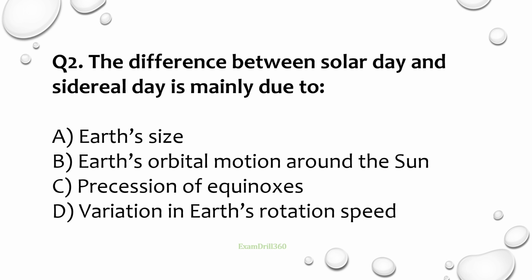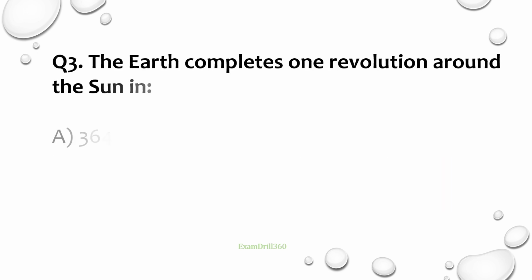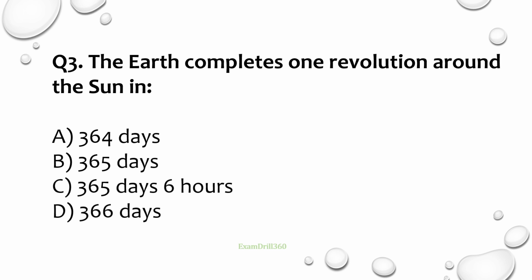This one we discussed already, because of the Earth's orbital motion around the Sun. Next. Question number 3. The Earth completes one revolution around the Sun in how many days?